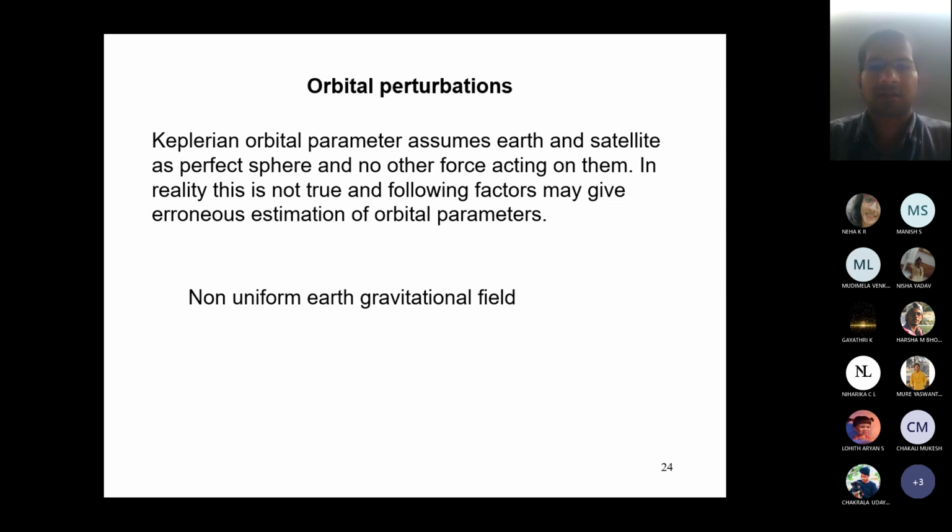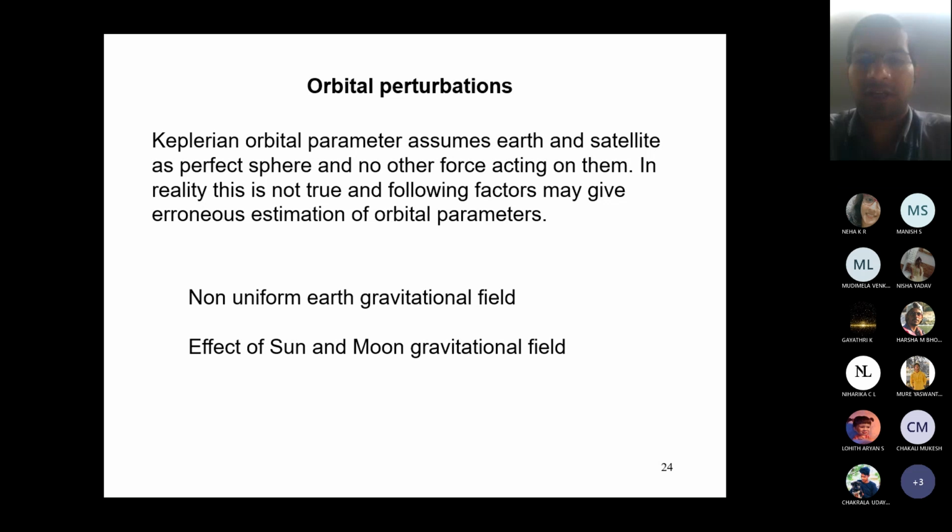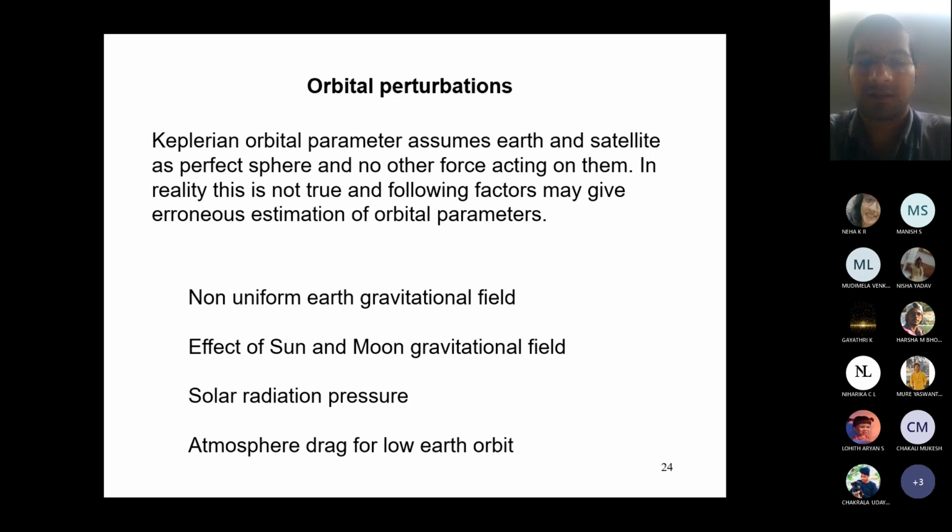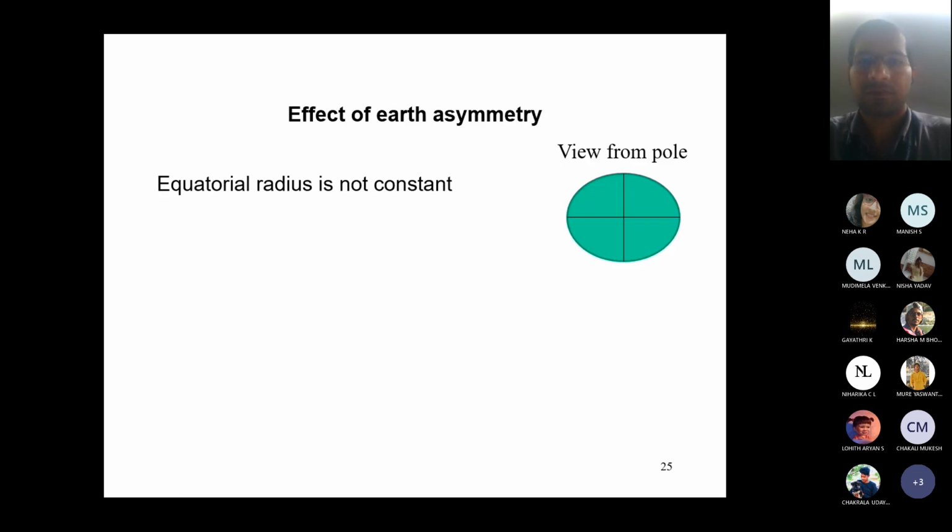So we also have highlighted some of the parameters. One of them is the non-uniform Earth gravitational field, the effect of Sun and Moon gravitational field, solar radiation pressure, and atmospheric drag for low Earth orbit. In this lecture, we are going to discuss all these effects on the orbital parameters. So first of all, let us see the effect of Earth asymmetry. That means the effect of the non-uniform gravitational field.